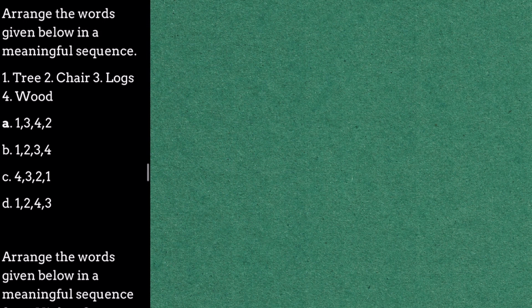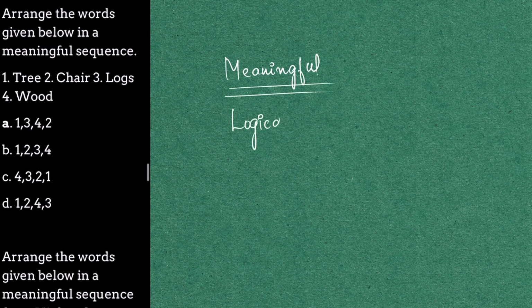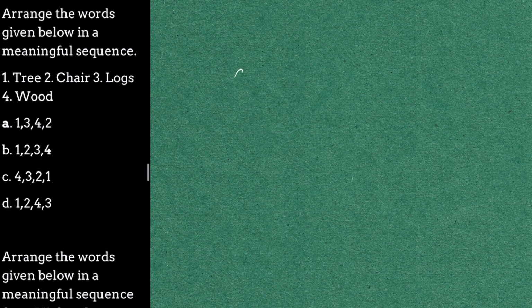Arrange the words given below in a meaningful sequence. So the key here is meaningful sequence. There should be some kind of meaning in the sequence. So we are looking at some logical sequence, start to finish. Now we have tree, chair, logs and wood. So straight away we can notice that chair would be the end product. That is something which we already know.